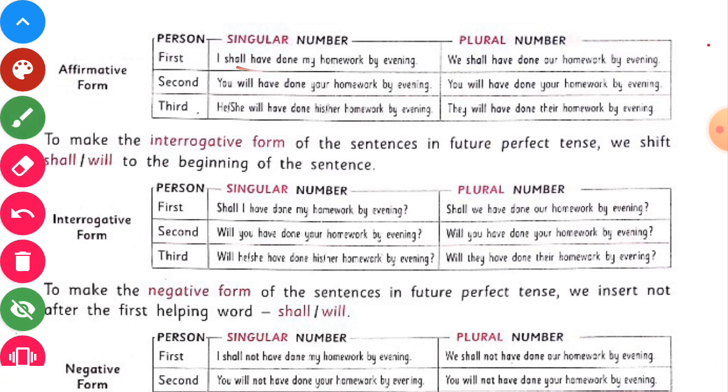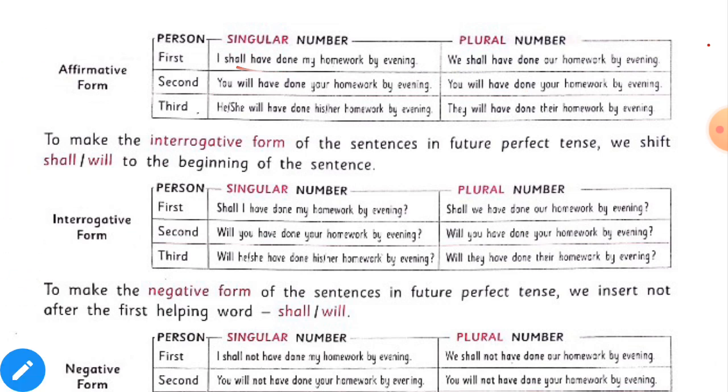Children, to make the interrogative form of the sentence in future perfect tense, we shift shall or will to the beginning of the sentence. For example, shall I have done my homework? First of all, will or shall, then subject, then have, then third form of the verb.